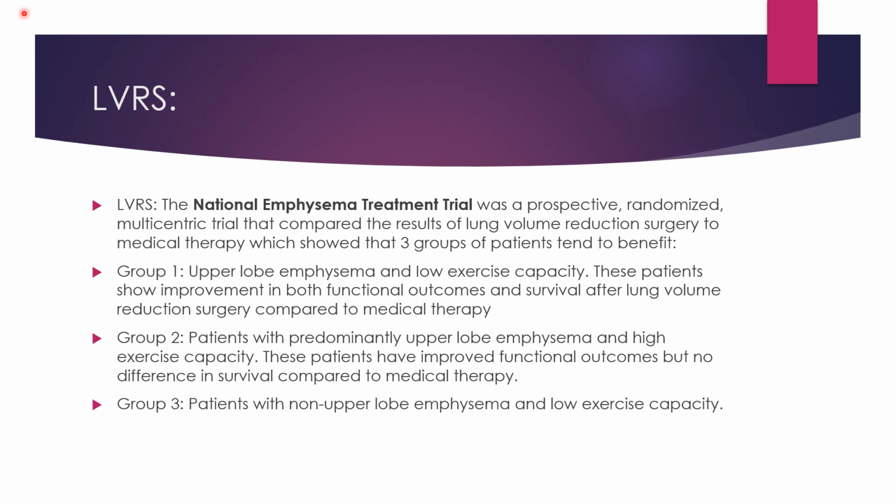And the next one is lung volume reduction surgery. This is the trial that I wanted to discuss, the National Emphysema Treatment Trial, a prospective randomized multicentric trial that compared the results of lung volume reduction surgery to medical therapy. In this trial, they concluded that patients can be divided into 3 groups. Group 1 is upper lobe emphysema and low exercise capacity. These patients showed improvement in both functional outcomes and survival after lung volume reduction surgery compared to medical therapy. Group 2 includes patients with predominantly upper lobe emphysema and high exercise capacity. These patients have improved functional outcomes but no difference in survival compared to medical therapy. Group 3 patients are now on non-upper lobe emphysema and low exercise capacity.